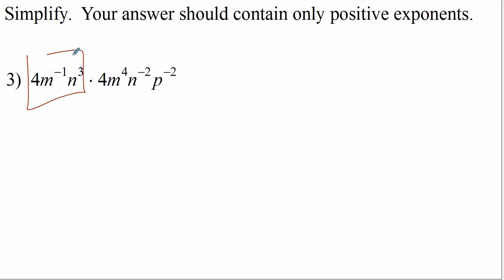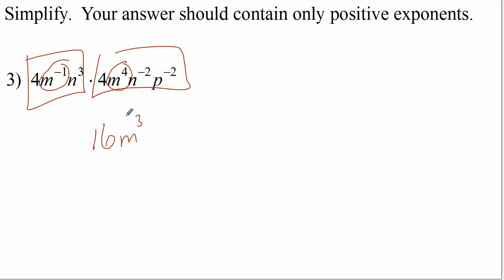Again, monomial, 4 times 4 is 16. M to the negative 1, M to the 4. If I add them, what do I get? M to the 3, 4 minus 1 is 3. N to the 3, N to the negative 2. Add them, you get N to the 1.